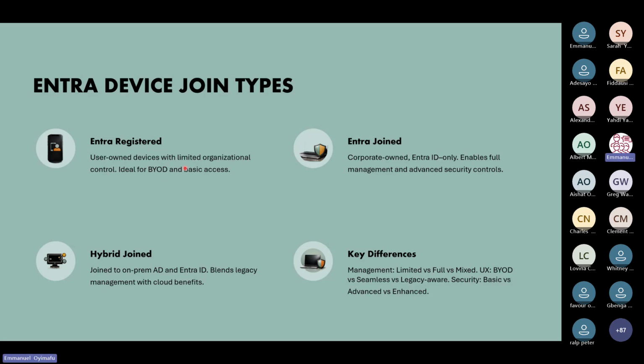So you now look at joined, it gives you advanced security, while hybrid gives you enhanced security. The reason why hybrid gives you enhanced security is because you are combining two platforms together. This one you are using only cloud. While this one you are using on-prem plus cloud. On-prem alone has a lot of security features. You now want to bring Entra ID and add to it. That means it's enhanced too. So that's just the key differences between all this.